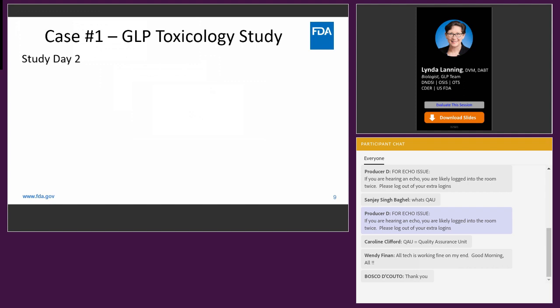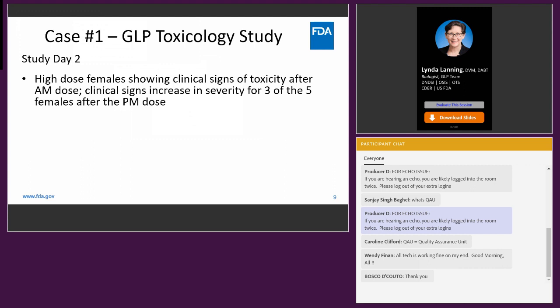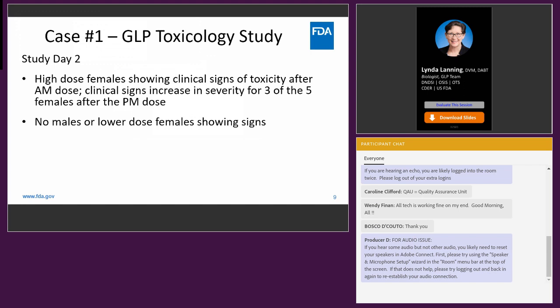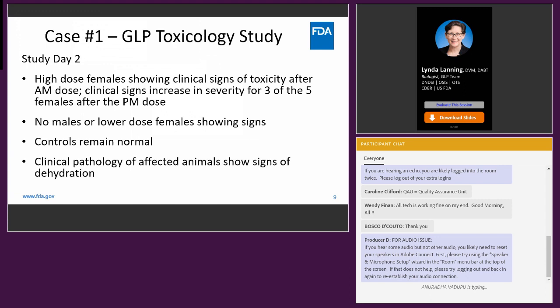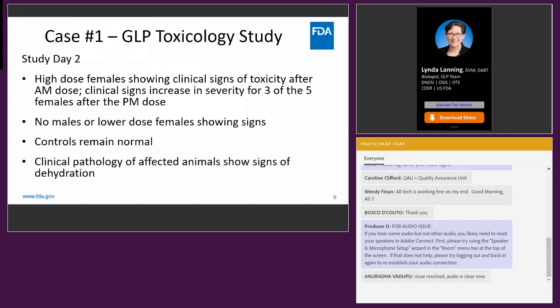On study day 2, high-dose females were showing clinical signs of toxicity after the morning dose. After the evening dose, the clinical signs of toxicity increased in severity for 3 of the 5 females. There were no males or lower dose females showing clinical signs at that time, and the controls remained normal. Clinical pathology of affected animals showed signs of dehydration.